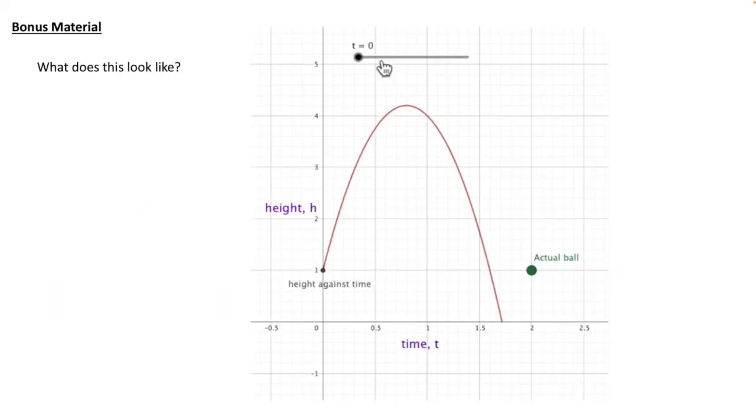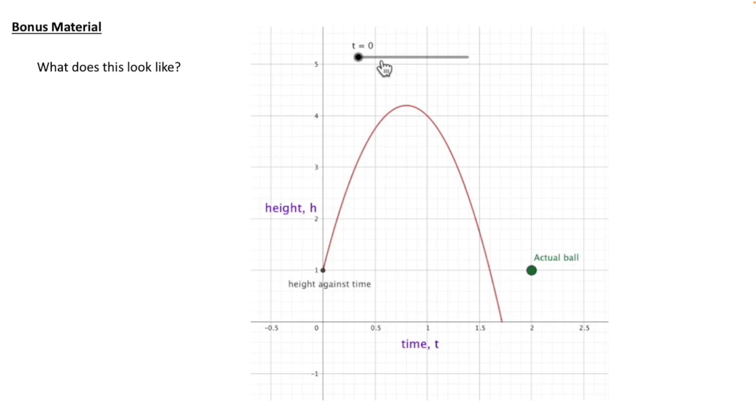Okie doke. Bit of bonus material. What does this look like? Now, it's quite odd in a way, thinking about the height and the time as a parabola, or this quadratic curve is a parabola, because the ball itself doesn't travel that way. It could travel that way. That is the shape of what would happen if we threw a ball at an angle, but we can see here what happens with the actual ball and compare that with the graph that we've got.